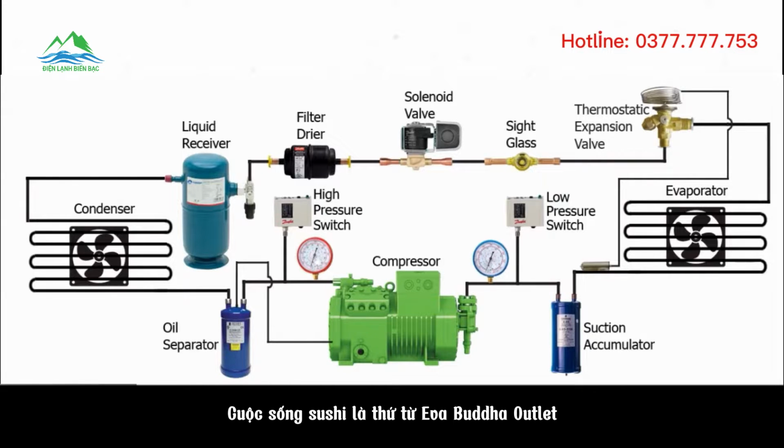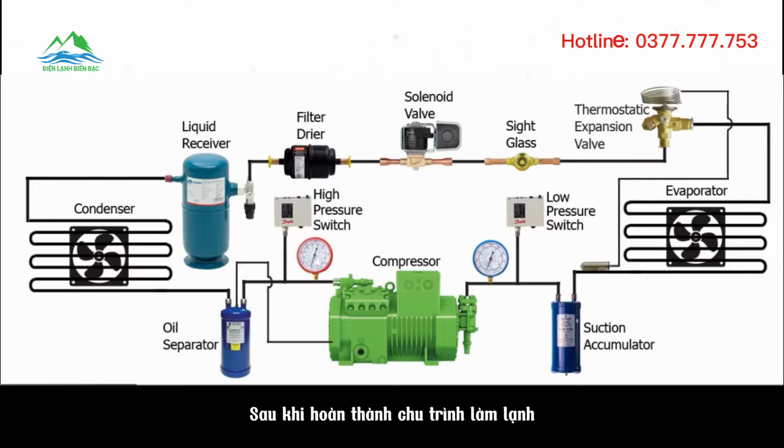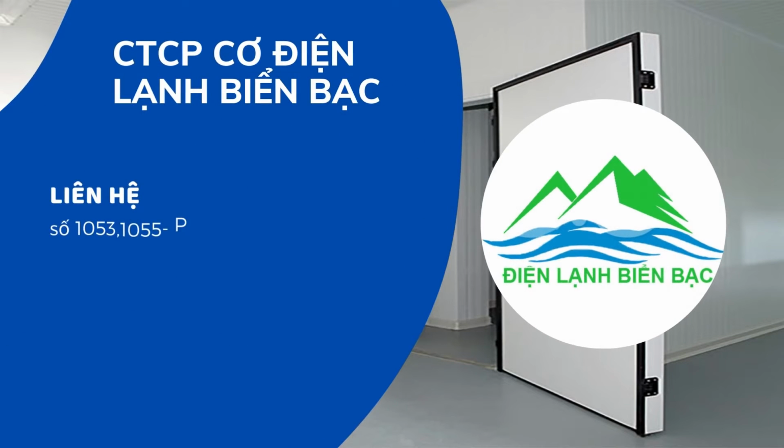The suction line starts from the evaporator outlet to the compressor suction inlet. The low pressure switch is located on the suction line. When the pressure is low enough to reach a certain pressure, the switch in the low pressure switch opens and stops the compressor running. The low pressure gauge shows the suction pressure of the compressor. After completing the refrigeration cycle, the compressor suctions the low pressure, low temperature refrigerant vapor again, repeating the refrigeration cycle.